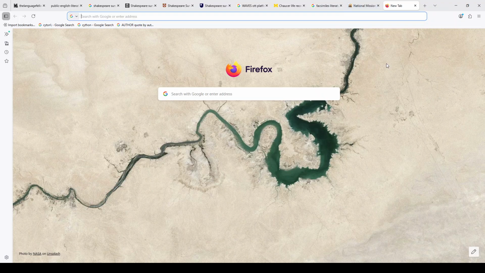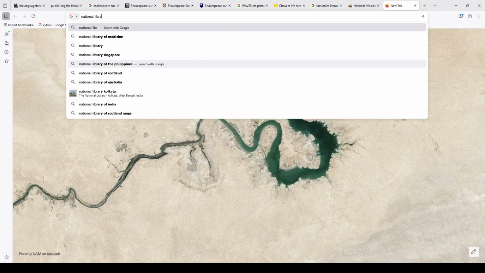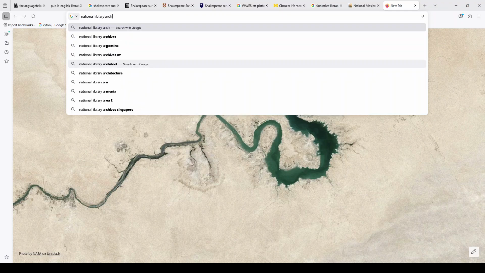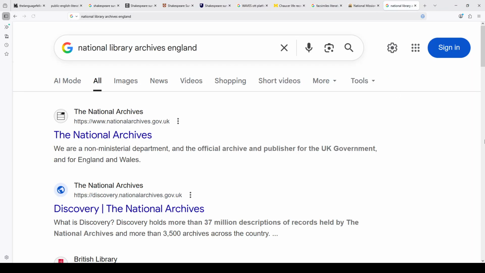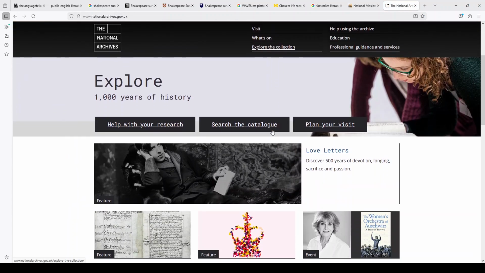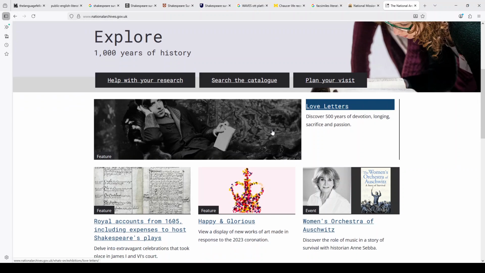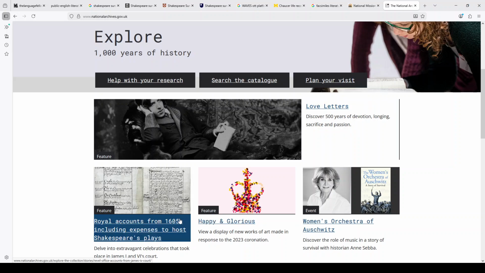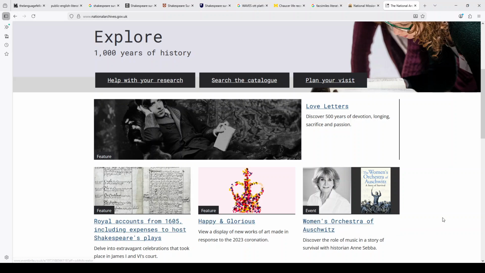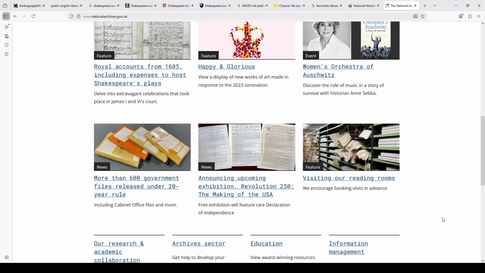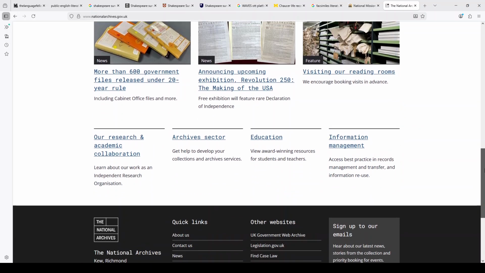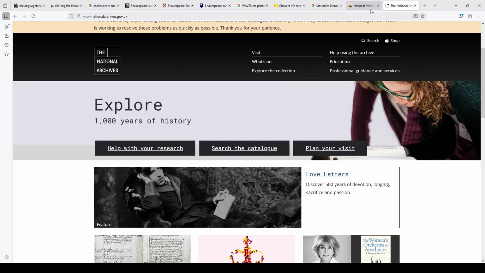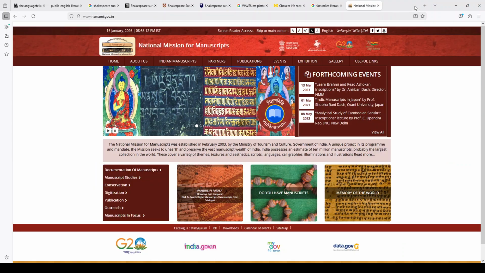If you're talking about England, National Library or Archives, England, I think the National Archives, that is the place to start. Yeah, love letters, ranging from love letters to all sorts of possibilities. And you can explore this for yourself, pointing you to these things.